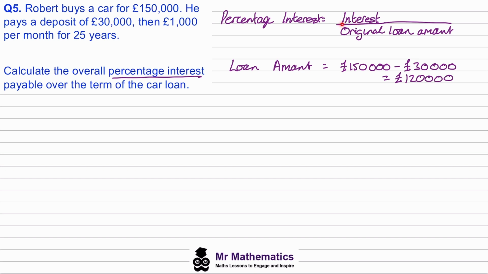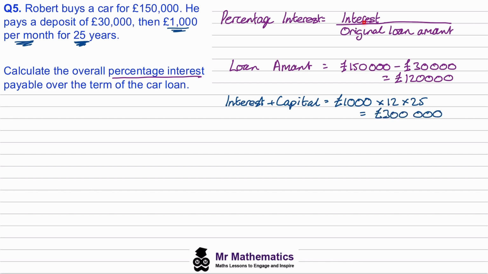Now we need to work out the interest paid in that loan. And when you pay back a loan, you pay back interest as well as the capital. And the capital we've just worked out is £120,000. So if we look at the interest plus the capital, he pays £1,000 per month and there are 12 months in a year for 25 years. So this will be £1,000 per month. So we'll times this by 12, and then we'll times it by 25 for the number of years. And this works out as £300,000.